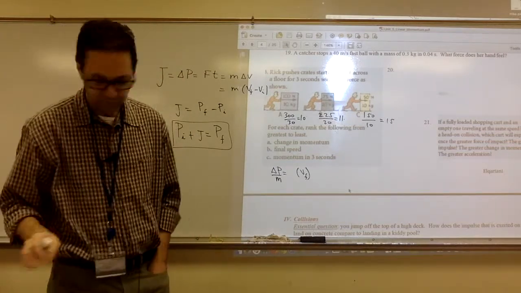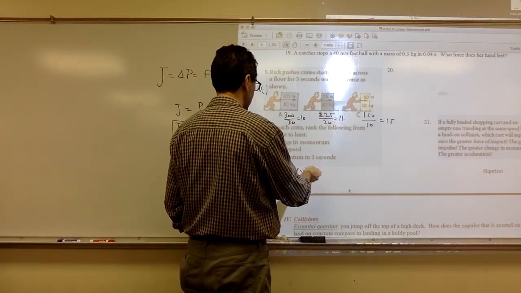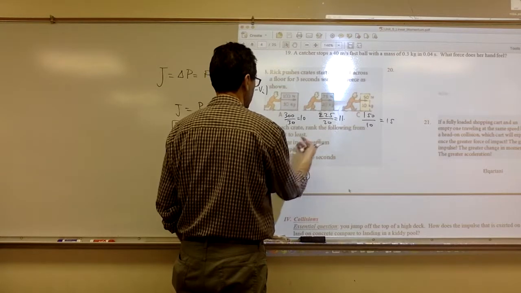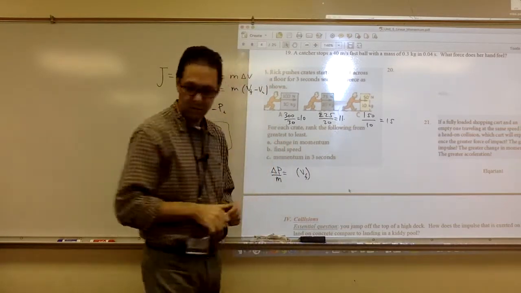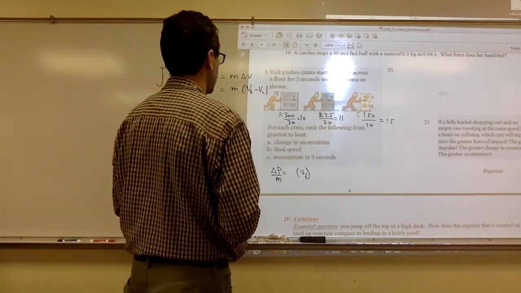CBA. And for momentum in 3 seconds, you're just going to have to take the final velocity and multiply it by the mass. So that should be ABC, right?